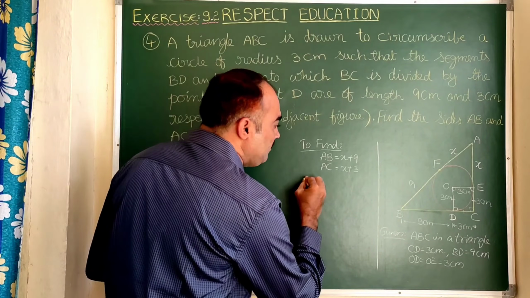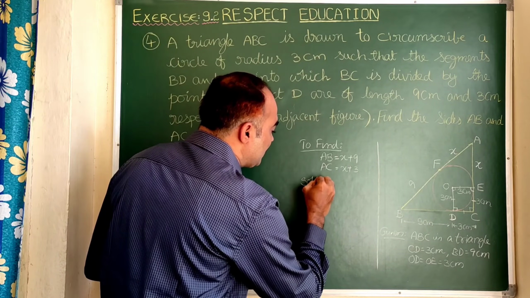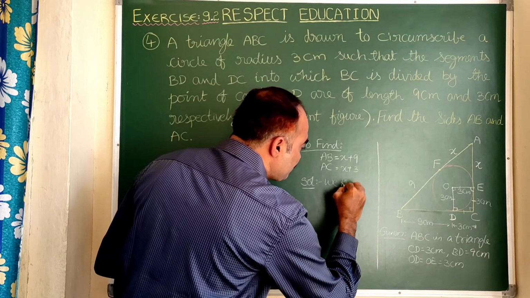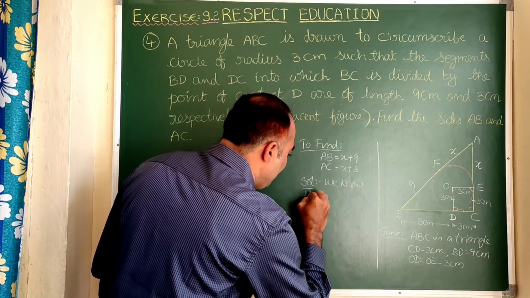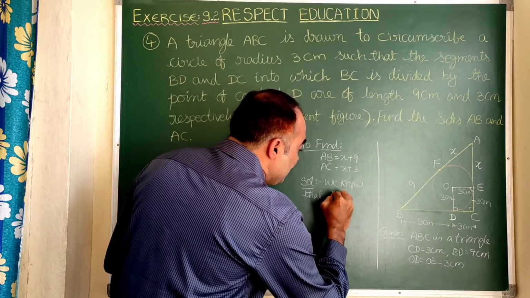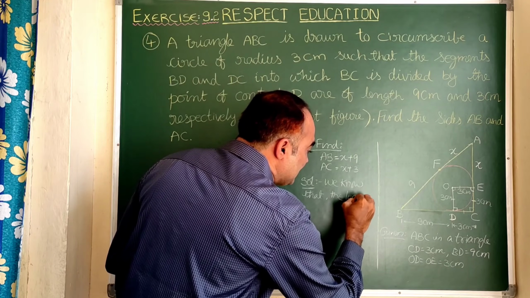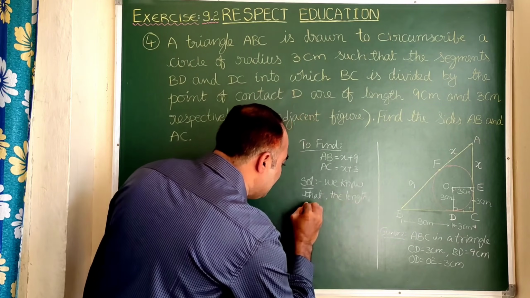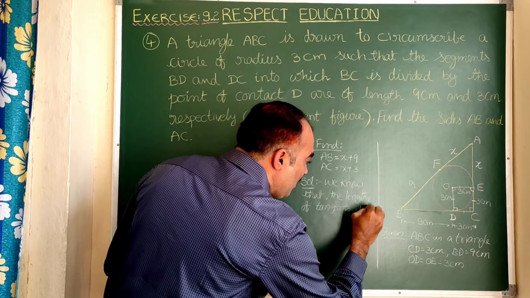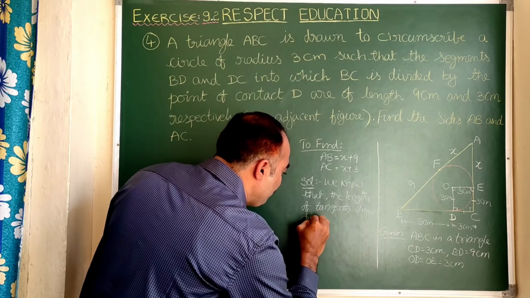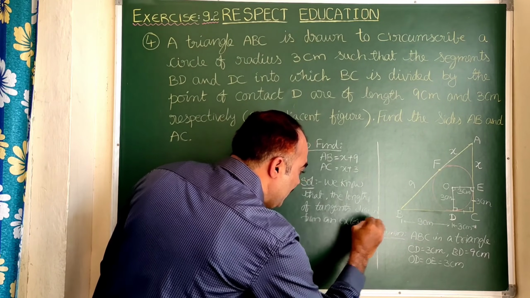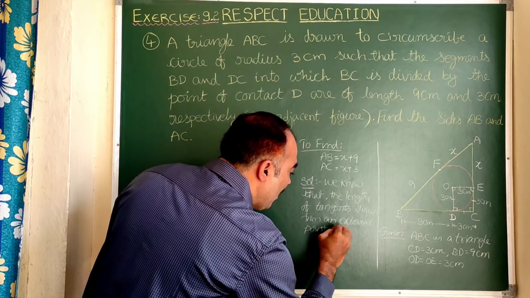Now let us start the problem. So let us start the solution now. We know that the lengths of tangents drawn from an external point are equal.